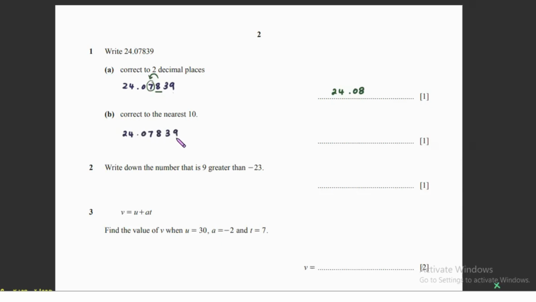Part B is also based on the same number, 24.07839. In this case, you're supposed to round it to the nearest 10. The digit in the tens column is this 2. You circle that digit, underline the next digit, which is the 4. Based on the underlined digit, you need to decide whether to round it up or down. You have a 4 which is less than 5, so you cannot round it up. So the answer will be 20. Let's move on to question number 2.